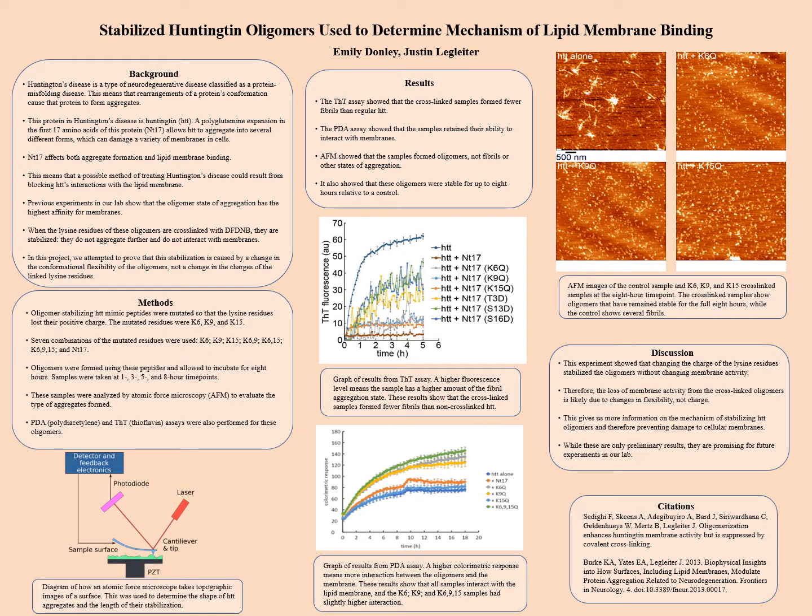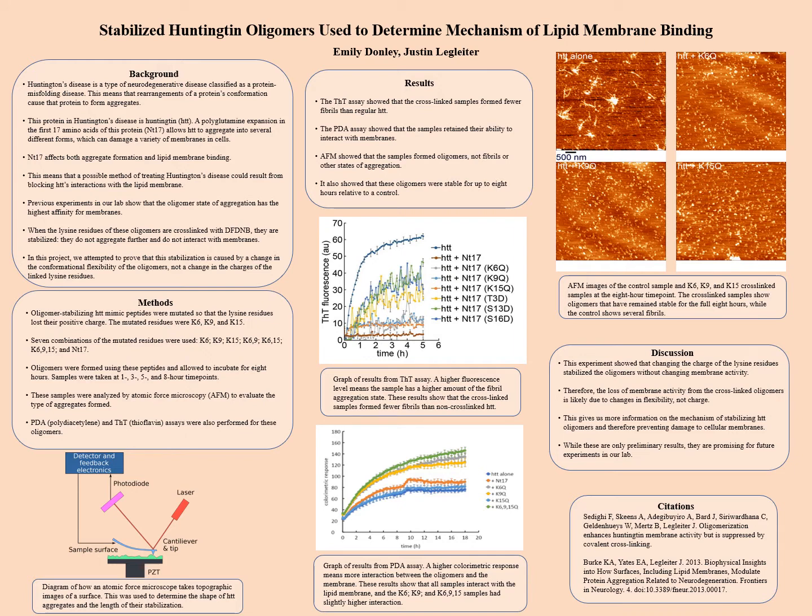In our current project, we attempted to prove that this stabilization was caused by a change in the flexibility of the oligomer's conformation, not a change in the charge of the linked lysine residues. First, Huntingtin mimic peptides known to stabilize oligomers were mutated so that the lysine residues lost their positive charge and became neutral. The residues affected were K6, K9, and K15.